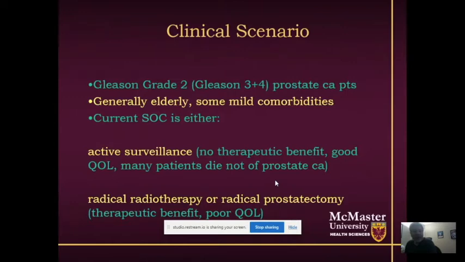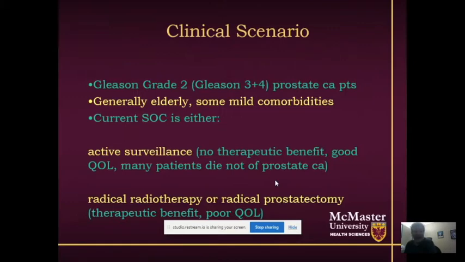And so we're looking at Gleason grade 2, which is formerly known as Gleason 3+4 prostate cancer patients. This is a population of generally elderly men. There's often some mild comorbidities associated with these men. And at least in Canada, from my colleagues, what I've been told, the standard of care is one of two options. The first one is active surveillance.